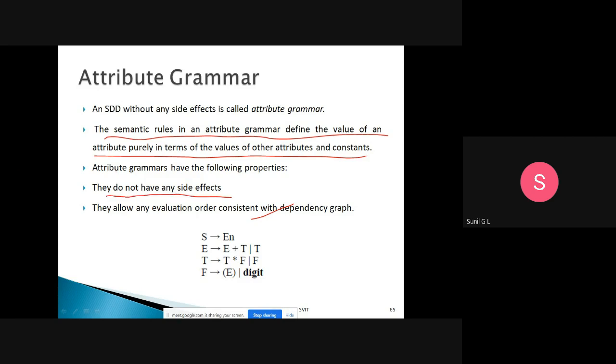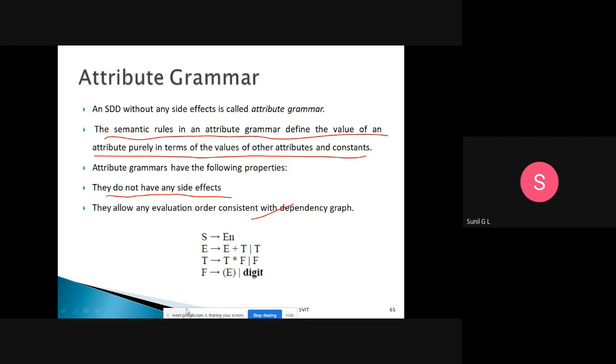Suppose you take one tablet that does not have any side effect, so it is a pure tablet. If a grammar doesn't have any side effect, then we call it an attribute grammar. It is a pure grammar. They allow any evaluation order consistent with the dependency graph.